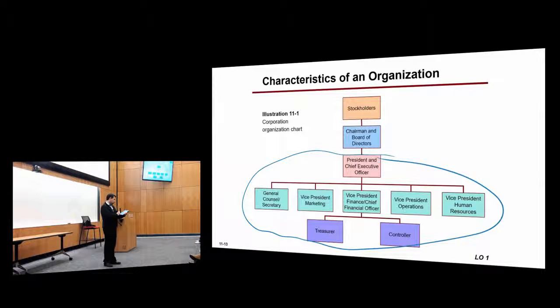So the controller is like the chief accounting officer. The controller would prepare the financial statements. Okay, make sure that financial accounting numbers are correct. They prepare financial statements. They make sure that they are complying with internal controls, etc. The treasurer is the one who actually keeps custody of the company's assets.